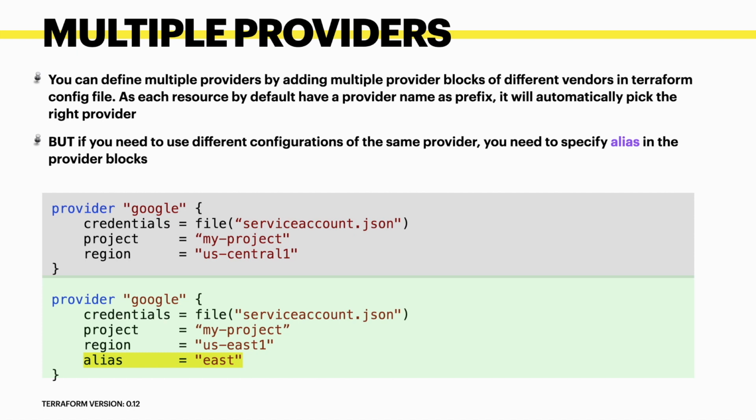But if you need to use a different configuration of the same provider, you can define that also by adding multiple provider blocks. But in that case, you need to specify the keyword alias in the provider block. To keep one block as default, do not specify alias in that. In this slide, the code provided in the gray box is the default provider and the green box has an alias. Both of these providers are for Google.